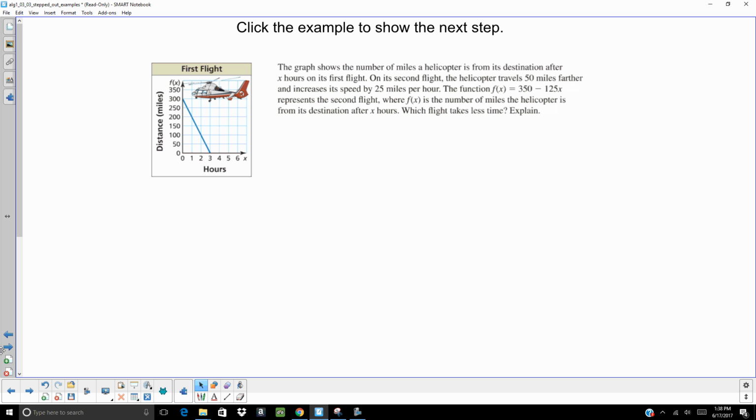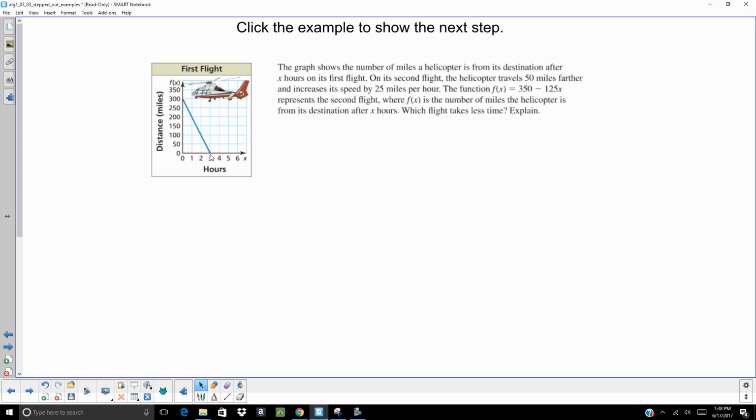All right, a word problem. The graph shows the number of miles a helicopter is from its destination after x hours on its first flight. On its second flight, the helicopter travels 50 miles farther and increases its speed by 25 miles per hour. The function f of x equals 350 minus 125x represents the second flight, where f of x is the number of miles the helicopter is away from its destination after x hours. Which flight takes less time? Explain.